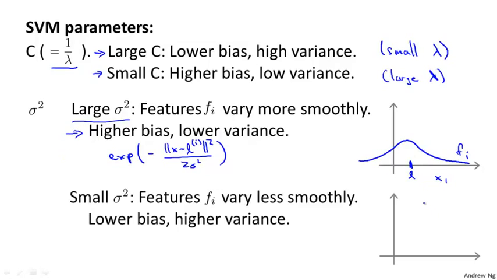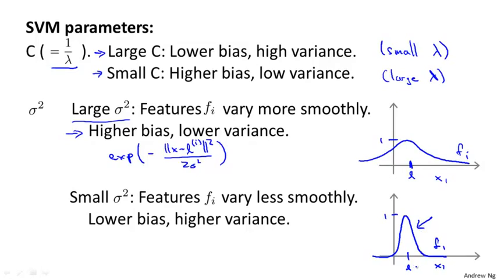In contrast, if sigma squared is small, then given my one feature x1 and that landmark, my Gaussian kernel, my similarity function, will vary more abruptly. In both cases it peaks at 1. So if sigma squared is small, then my features vary less smoothly, with higher slopes and higher derivatives, and using this you end up fitting hypotheses of lower bias, and you can have higher variance.